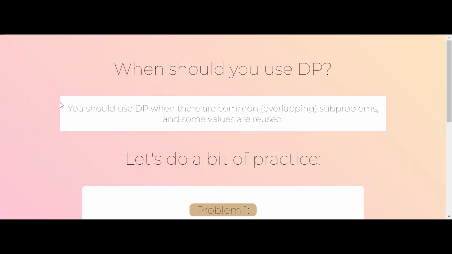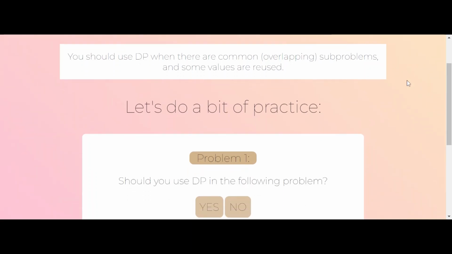So when should you use dynamic programming? You should use DP when there are common or overlapping subproblems and some values are reused.